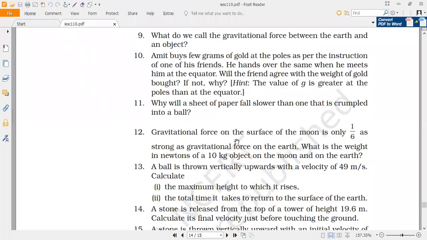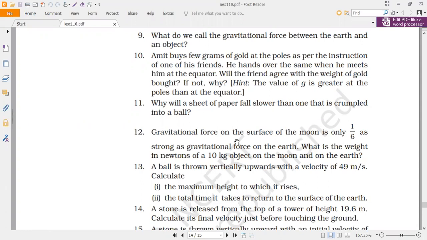The question says the gravitational force on the surface of the moon is only 1/6 as strong as the gravitational force on the earth. What is the weight in newtons of a 10 kg object on the moon and on the earth? That is what they are asking.